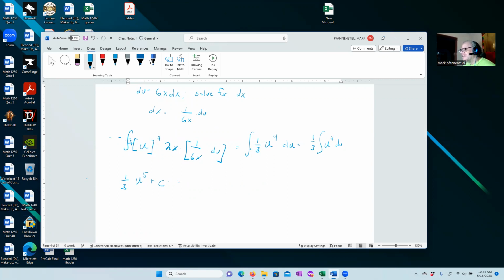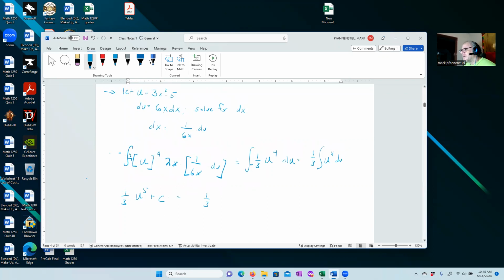So let's go back and resubstitute. So we have 1/3. What was u? My u was equal to 3x squared minus 5. So we have 3x squared minus 5. What was the power on this? Raised to the fifth power plus c. And that's the kind of answer that we'd be looking for. We'll go ahead and box that, say well done.